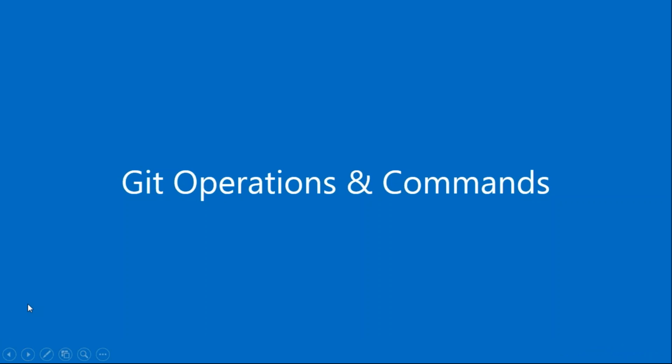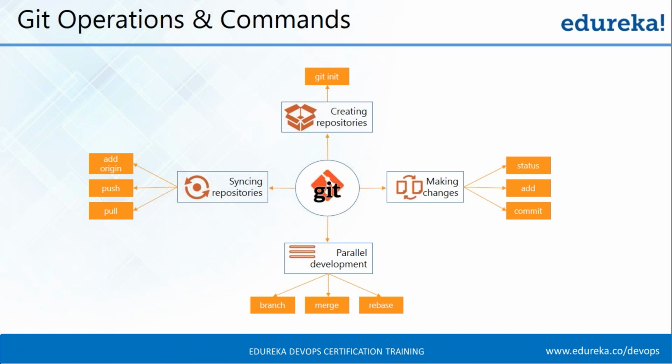Okay, so now we'll be seeing the Git operations and commands. This is how we'll be using Git. There are various operations and commands that will help us to do all the things that we were just talking about, like pushing changes. We'll be creating repositories with these commands. We'll be making changes in the files that are in our repositories. We'll also be doing parallel nonlinear development that I was just talking about. And we'll also be syncing our repositories so that our central repository and local repository are connected. I'll show you how to do that one by one.